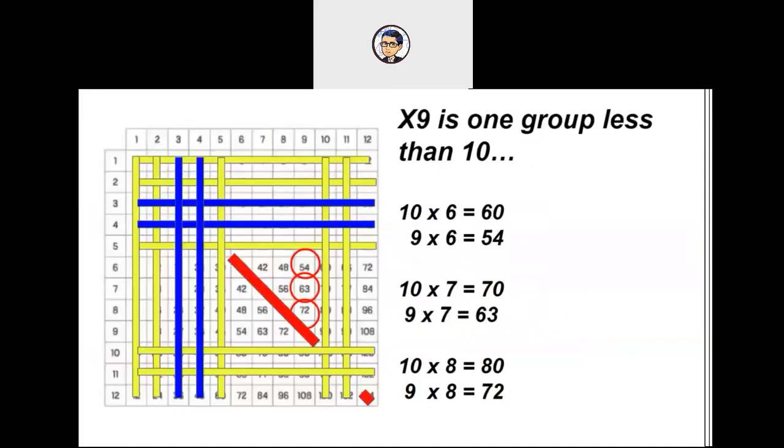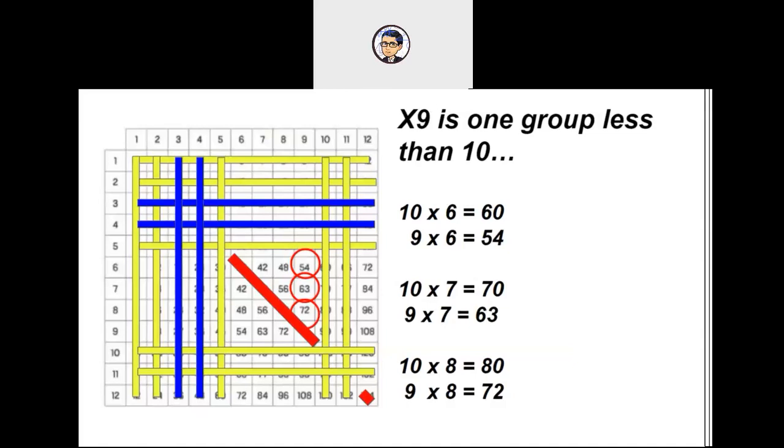What's left? Let's have a look at what's left. If we have a look at what's left, we can see we have the 9 times tables. So when we look at 9 times, I think to myself 10 times and then one group less. So 10 times 6 is 60, one group of 6 less is 54. 10 times 7 is 70, one group less of 7 is 63. 10 times 8 is 80, one group less of 8 is 72.